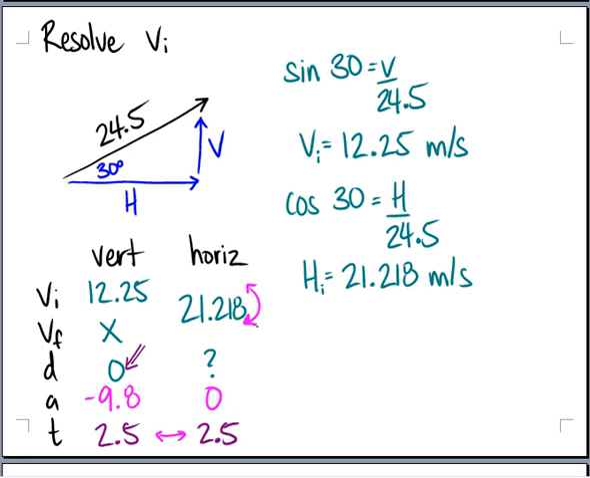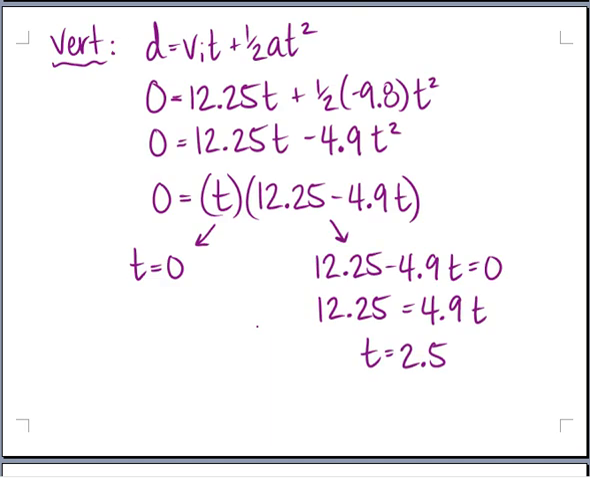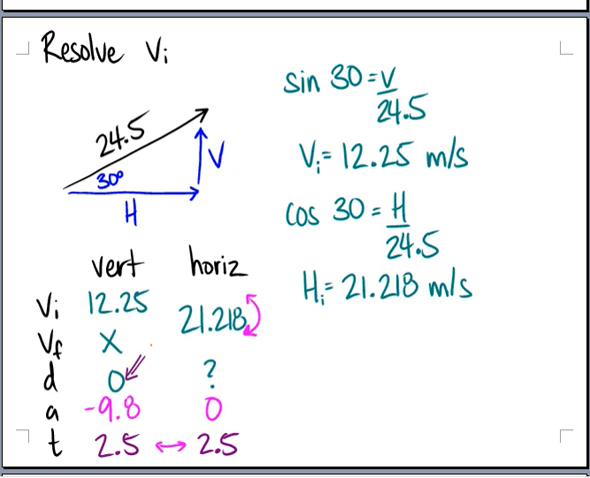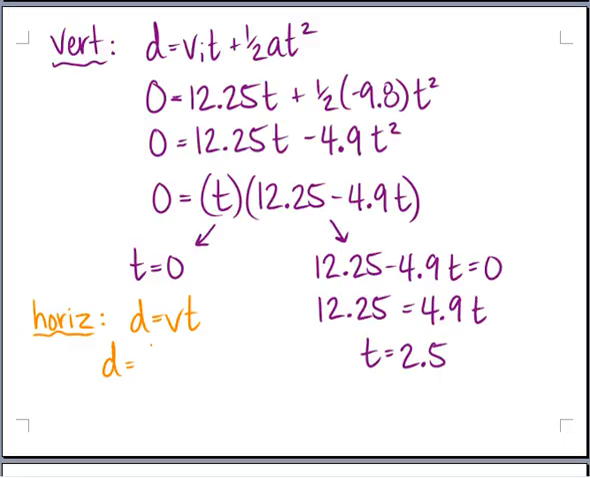And that means we can move into our usual horizontal equation. I'm going to squeeze this in here if that's okay. Horizontally, we're back to good old d equals v times t because there's no acceleration. We're looking for the horizontal d. I have to go back up here. What was the horizontal velocity? It was 21.218. We know that ball is in the air for 2.5 seconds.